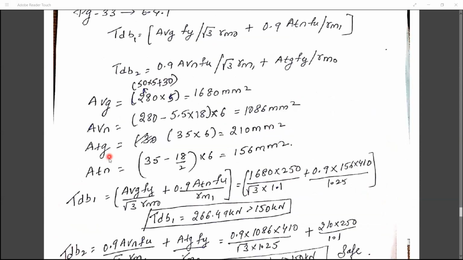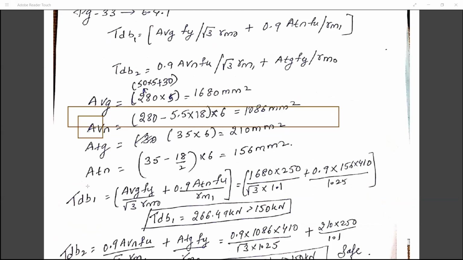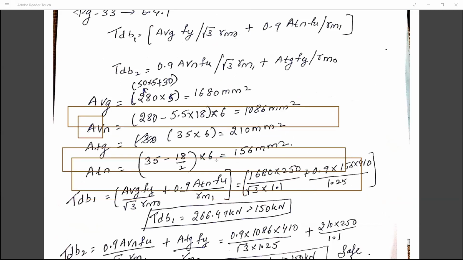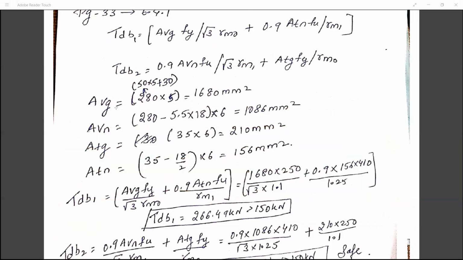See, what is the difference between this ATN and AVN? This is with respect to only net sectional area. These all things are with respect to only net sectional area, and this is also with respect to net sectional area with respect to bolts only. But the other things are not with respect to net sectional area. These are with respect to the gross area of the plate. These are with respect to the net sectional area of bolt and plate.